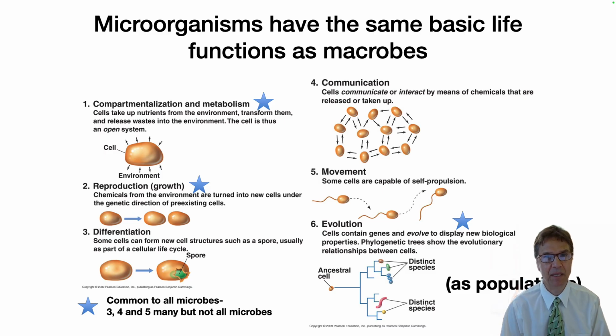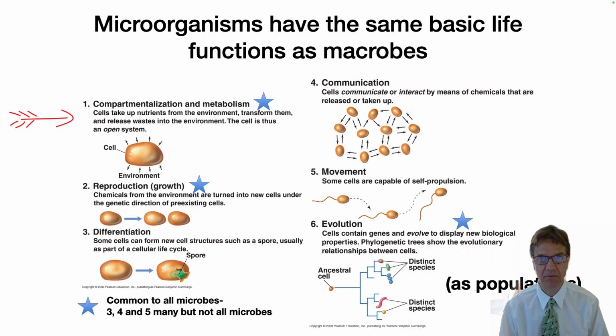Microorganisms have the same basic life functions as macroorganisms. First, a cell must separate its contents from the environment. It must also be able to uptake food from the environment and use it in its metabolism. The cell then releases any accumulated waste back into the environment. Thus, a cell is an open system. The goal of a living thing is to make more of itself. A cell uses this energy to grow and eventually divide.